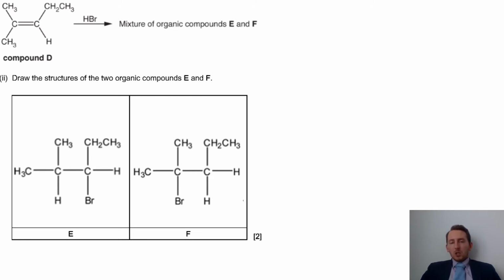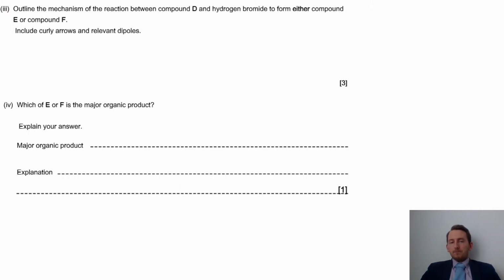Now, the next question, we're going to look at how we actually got to that point. These are the final parts of the question. We need the mechanism, starting with compound D and hydrogen bromide to form either compound E or F. You can pause and go back to it if you need to. It doesn't matter which one, because you might have written them the other way around than I did, and that's absolutely fine. For 3 marks, you've got to draw the mechanism with any relevant dipoles.